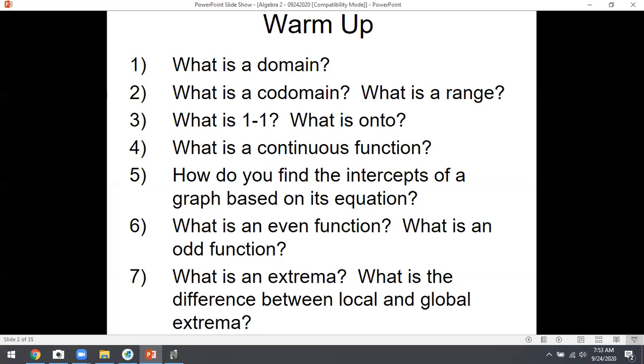How do you find the intercepts of a graph based on its equation? Well, if you're trying to find a y-intercept, anywhere on the y-axis, x is 0. So if you're trying to find a y-intercept, you plug in 0 for x. Similarly, if you're trying to find an x-intercept, you plug in 0 for y. Anywhere on the x-axis, y is 0. And that's how you guide yourself to figure out where the intercept might be with an equation.